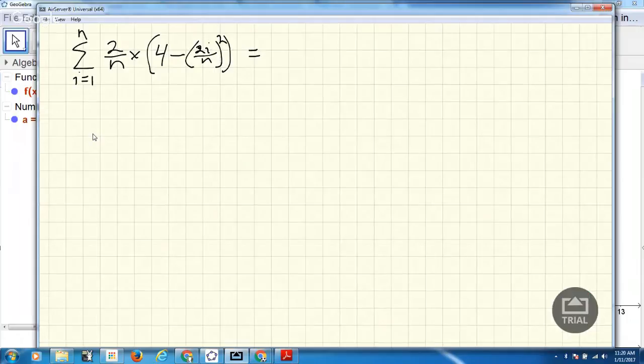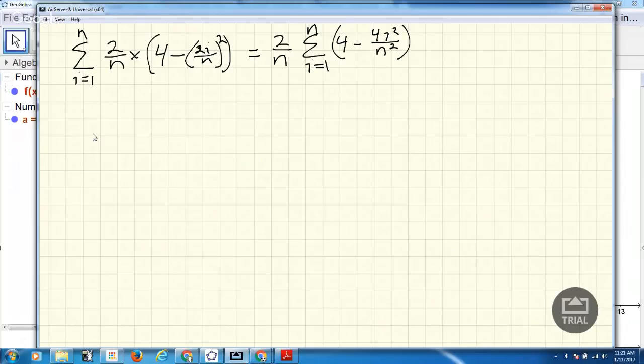So back here, as I'm cleaning this up, I can say that the 2 over n is a fixed constant compared to the summation, so it can be pulled out. So that means my summation cleans up to be just 4 minus the 2i over n squared. And that would be also written as 4i squared over n squared.